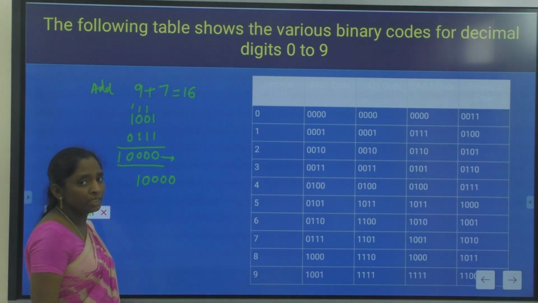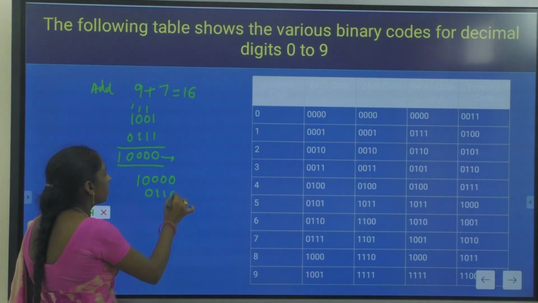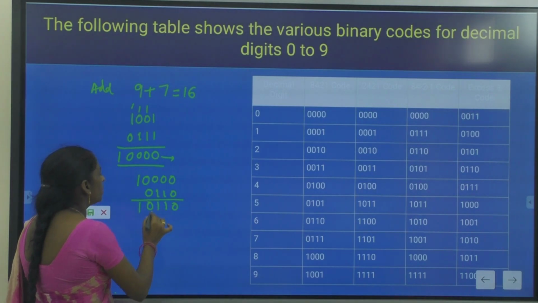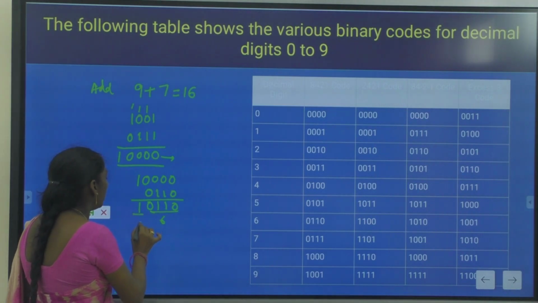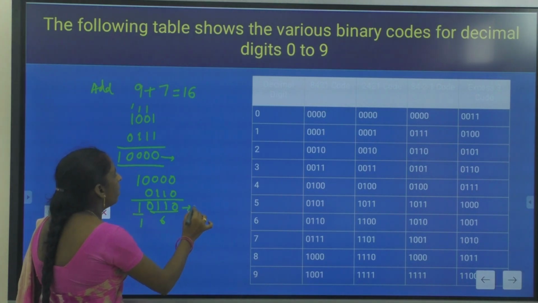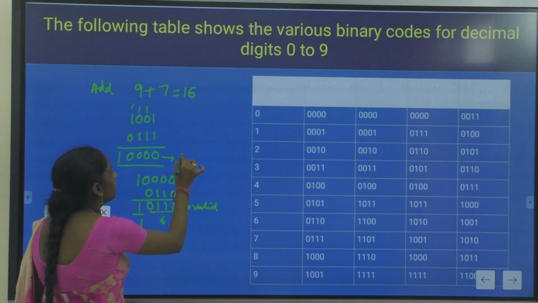So add 6 to the sum. What is the value of 6? 0 1 1 0. Adding, we get 0 0 0 1 0 1 1 0. So this will be equivalent to 6, and this one is equivalent to 1. Now you get the 16. This is a valid BCD number. This one is an invalid BCD number.